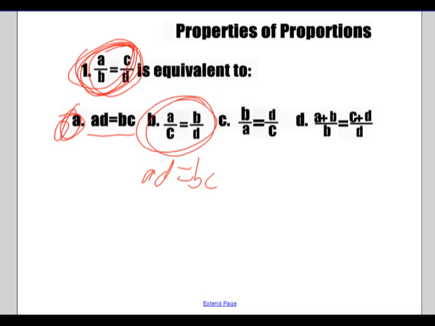Okay. For C, that one's just flipping those fractions upside down. And again, we're looking for equivalent proportions. And we see that, again, if you cross multiply, you get the A times D equals B times C, which is going to give you the same answer.